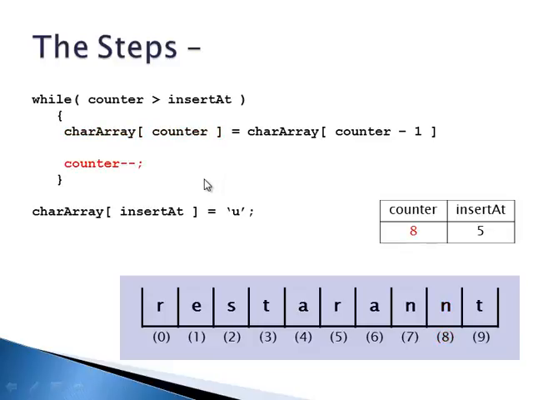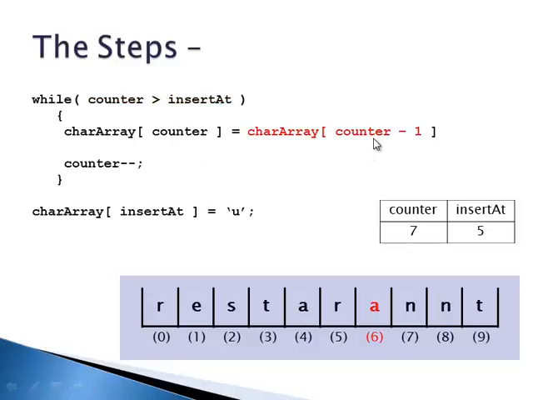We'll take our next step here. The counter is presently at 8. We will go ahead and decrement it to 7, and then we will continue our loop. We come back to the top here. Counter is in fact greater than insert at, so we can continue this process. We will drop down here.